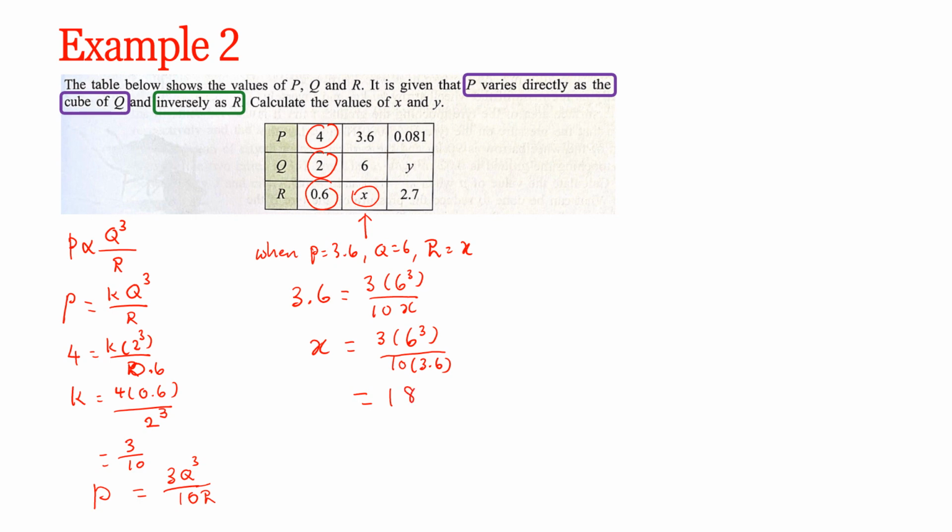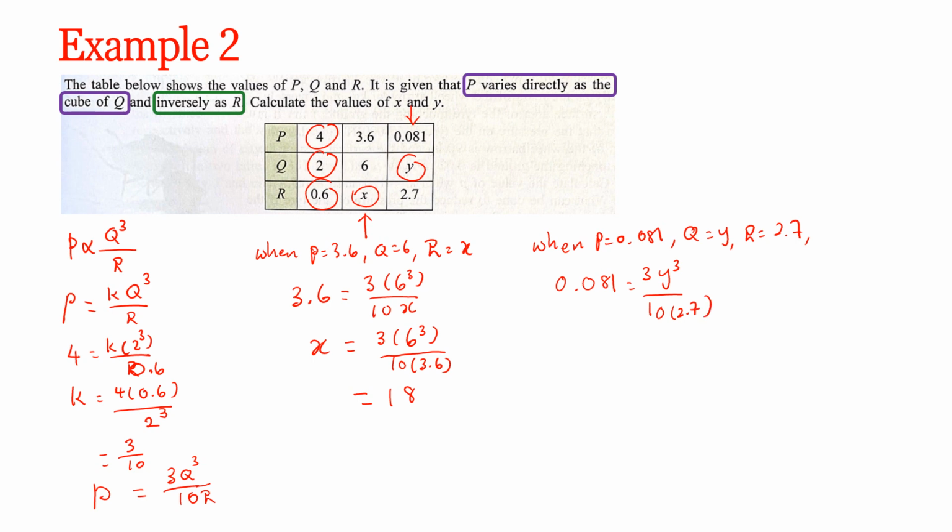So now you need to find the value of y, so you need to use this column of values. So you need to write, when p equal to 0.081, q equal to y, and then r equal to 0.7, you substitute into the equation. So your r equal to 2.7.